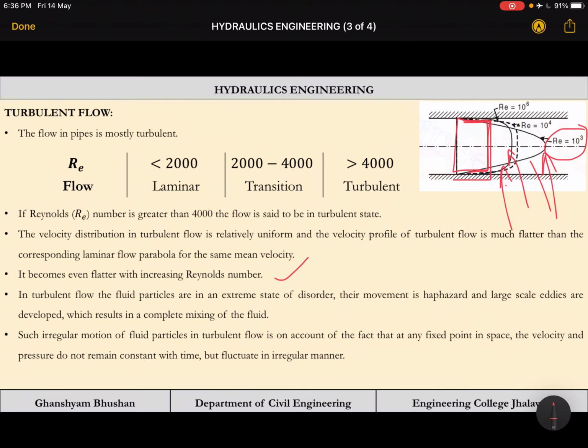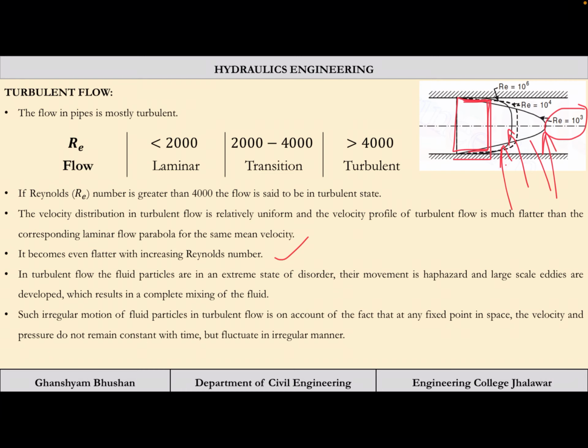In turbulent flow, the fluid particles are in an extreme state of disorder. Their movement is haphazard and large scale eddies are developed. So due to intermixing, there is full chaos in the turbulent flow.